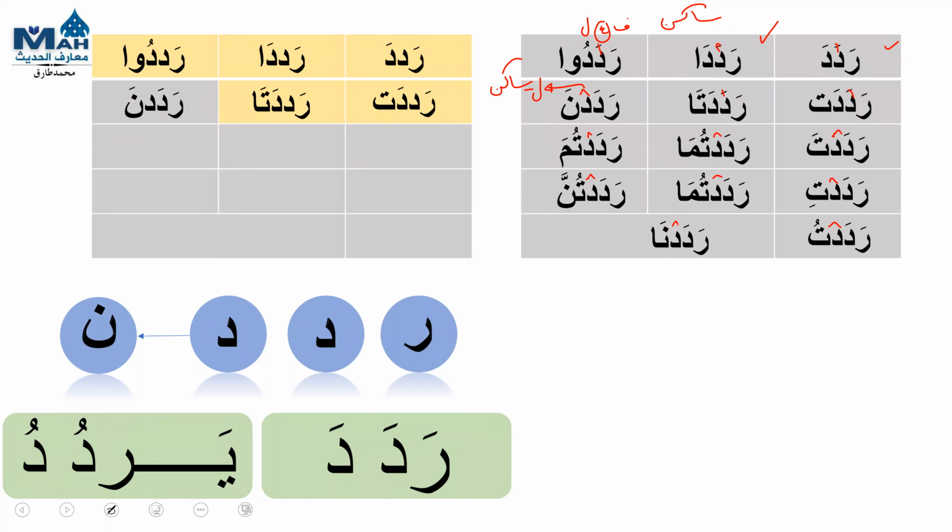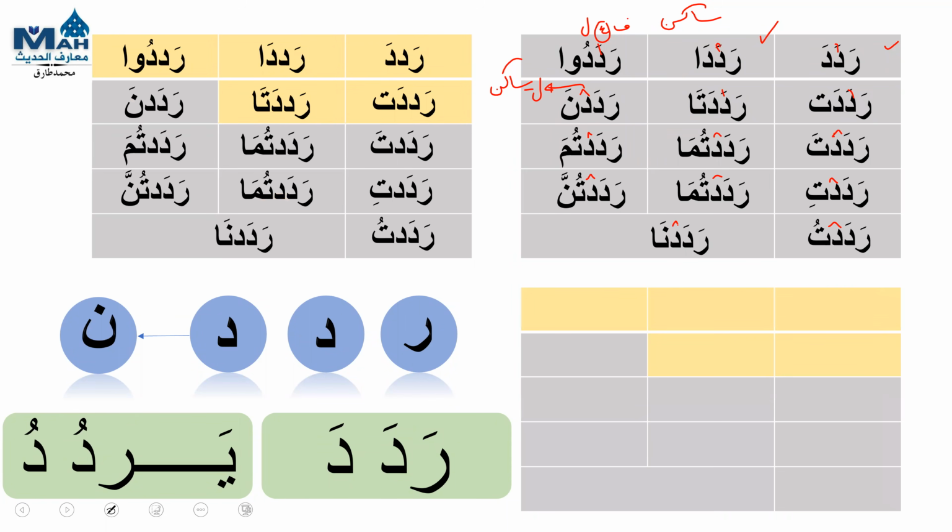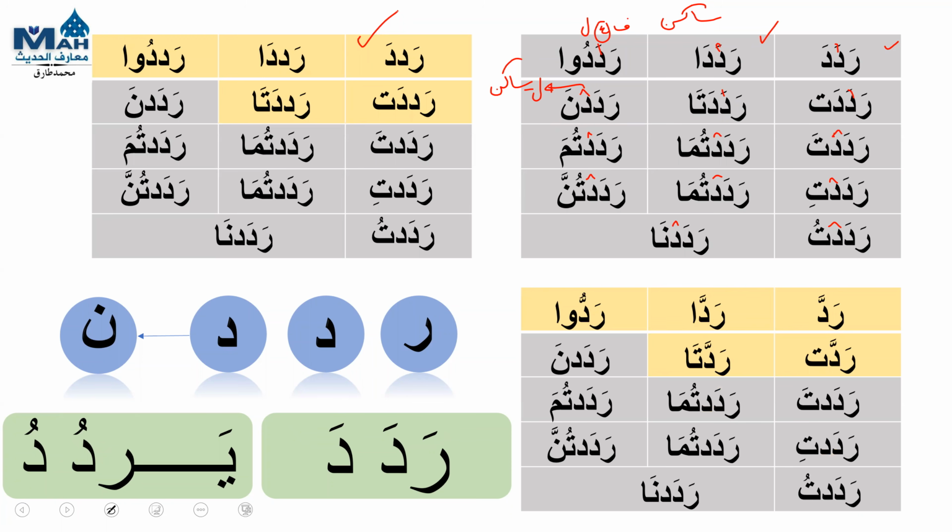So now can you read from the beginning? From here, merge it and read it. Radda, radda, raddu, raddat, raddata, raddadna, radatta, radattuma, radattum, radatti, radattuma, radattunna, radattu, radadna. Very good. It means to return, and it is coming from chapter Noon. Now we'll move to Fi'l Mudare.